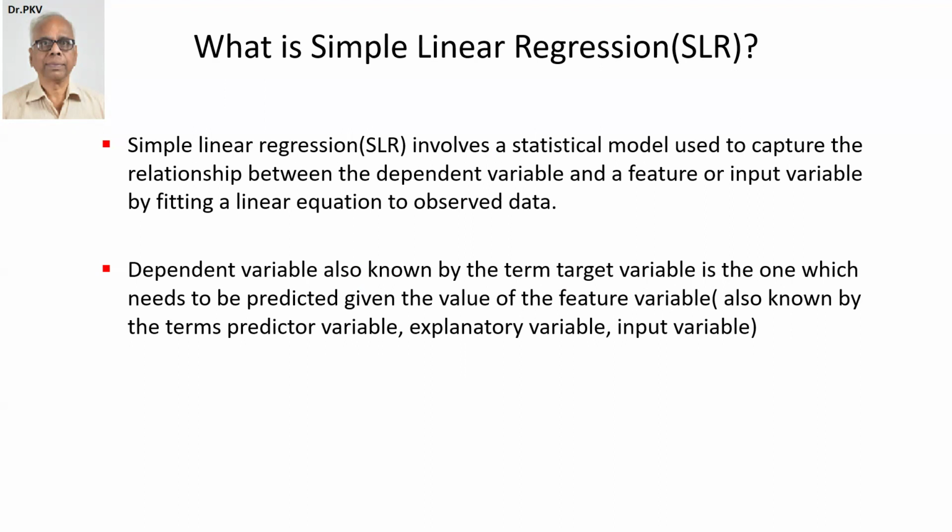Feature variable, predictor variable, explanatory variable, input variable, they're all used for the right-hand side of the equation. The left-hand side, y, is the dependent variable, which is a function of x, which is the right-hand side. X is a set of predictor variables or explanatory variables or input variables in the multiple linear regression. Since we are talking about simple linear regression, x is a single predictor variable.